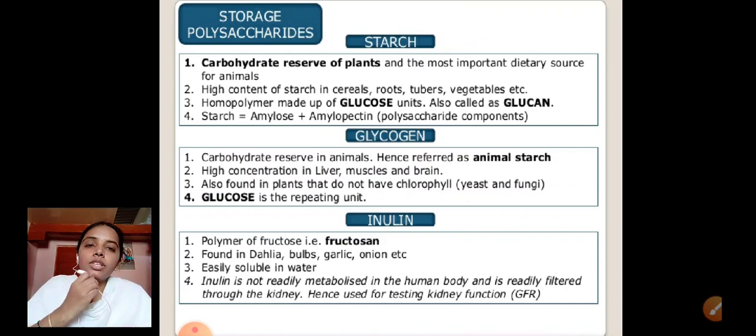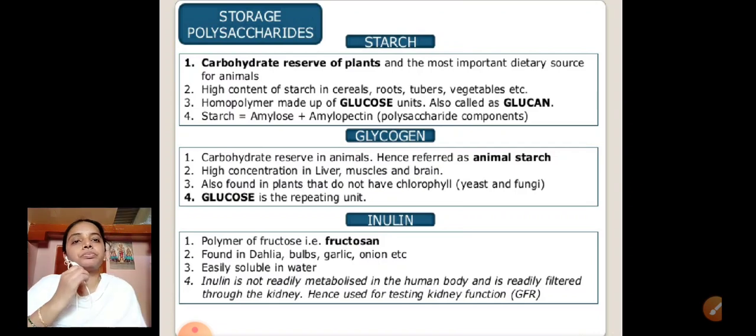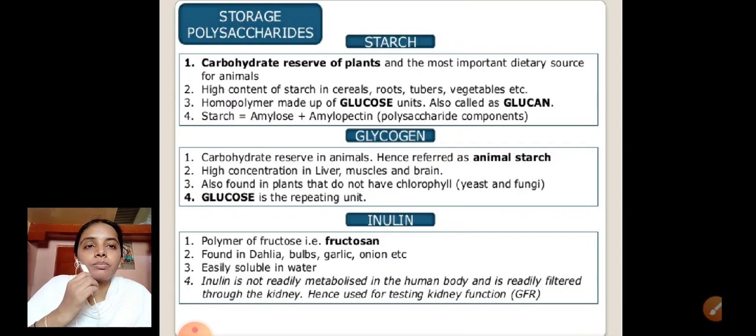Here are the polysaccharides present in storage form, that is, storage polysaccharides. First one, starch, which is commonly called the reserve food material in plants. It is also the main dietary source for all animals. A high content of starch is present in cereals, roots, tubers, vegetables, etc. It is a homopolymer made up of glucose, also called glucan. Starch is formed by the combination of amylose and amylopectin.